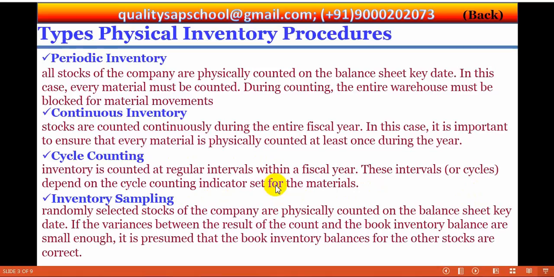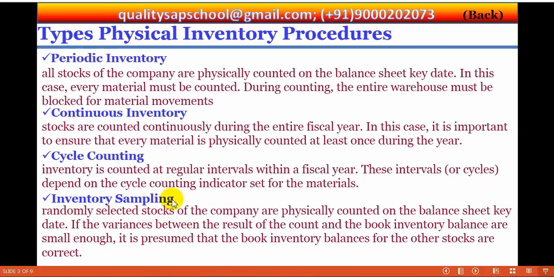So if we are taking cyclic order, that is cycle counting. That means whatever materials we kept under A in cycle counting, where we have chosen the indicator A, all those materials only we are going to count at that particular time. And when B comes, the B materials will come, like that. This process is the cycle counting process.